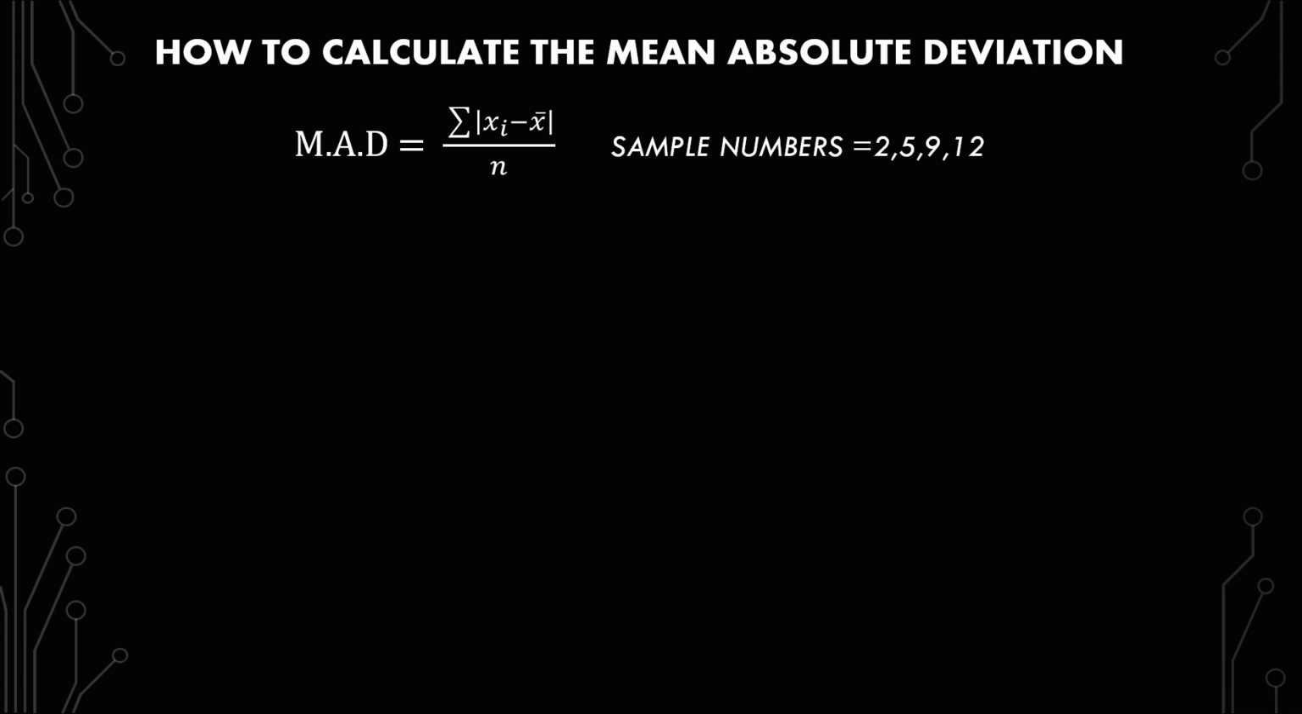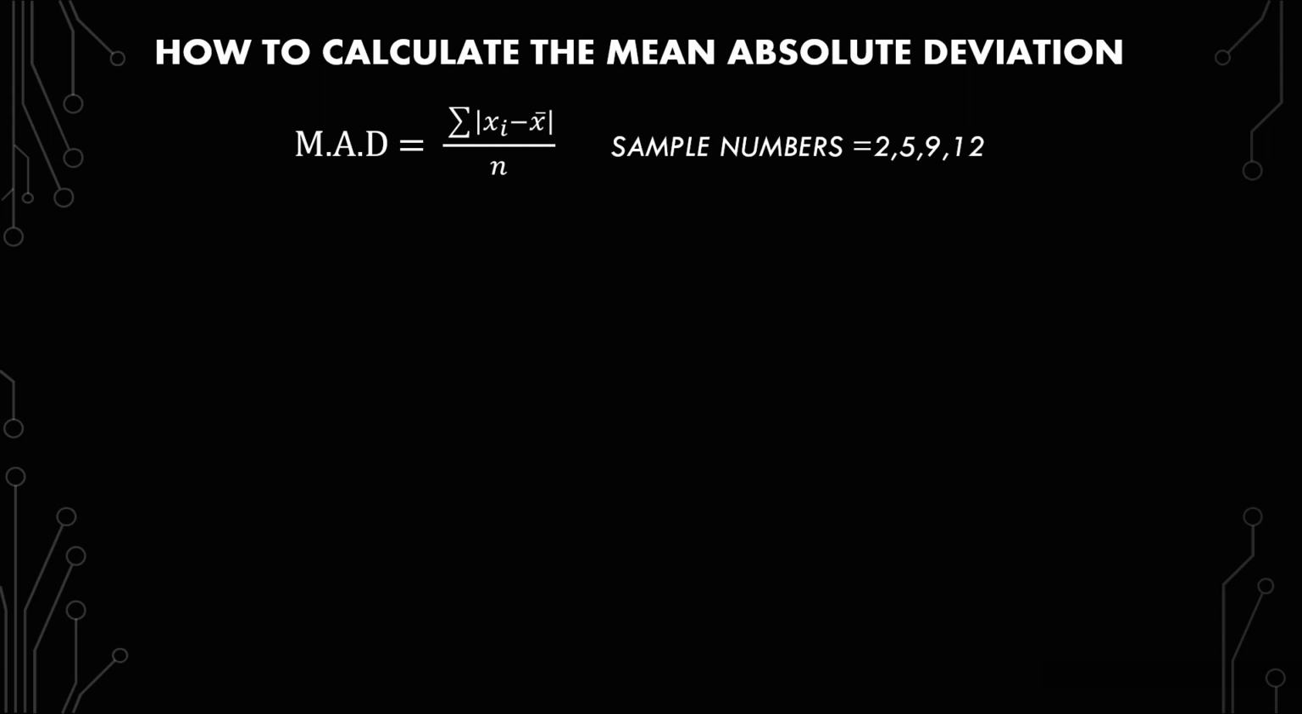Hello! In this video I'll be showing you how to calculate the mean absolute deviation, otherwise known as MAD. And here's the formula for it. If you're not used to all those symbols, what that's saying is it's the summation of each difference of every number from the average of those numbers with an absolute value applied to each of those differences, divided by how many numbers we have.